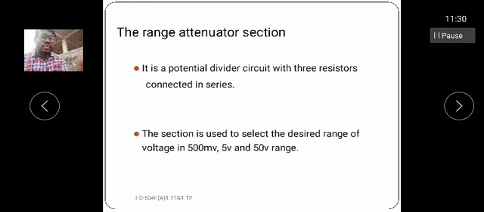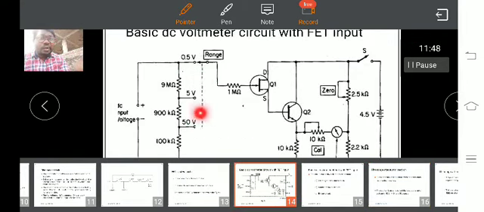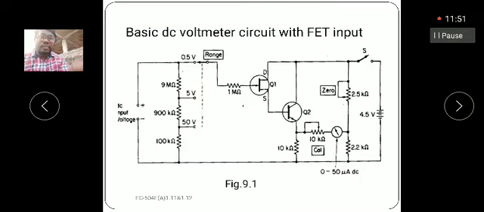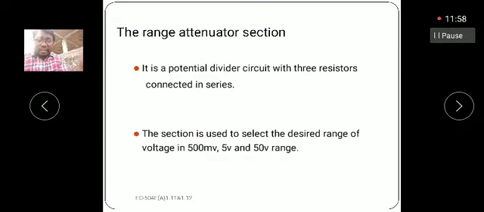This section is used to select the desired range of voltages, like 500 millivolts, 5 volts and 50 volts. The ranging attenuation section is nothing but a potential divider circuit with three resistors connected in series, used to select the desired range of voltages.